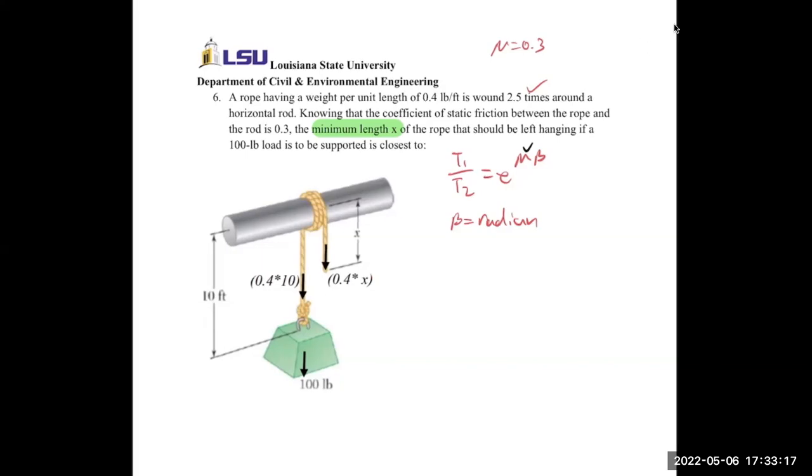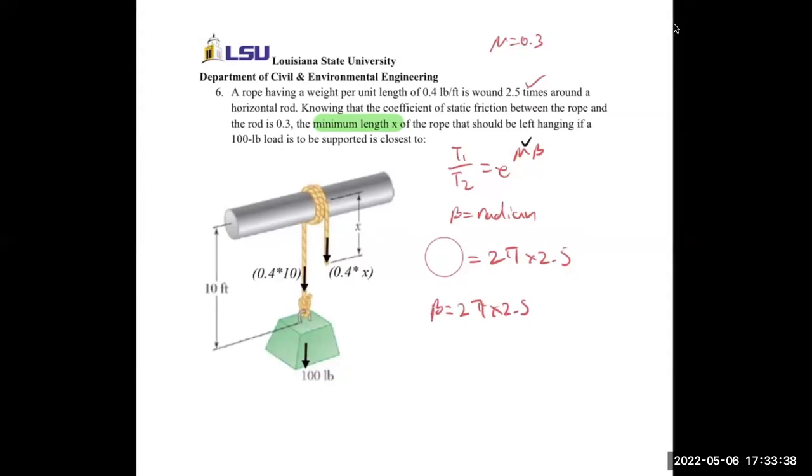Okay. If this is in radians, we know that if you wrap it one time, that's 2 pi, right? But if you wrap it 2.5 times, you have to take that 2 pi multiplied by 2.5. So beta will be equal to 2 pi multiplied by 2.5, because every time you wrap it is 2 pi. That's beta. But we don't know what T1 and T2 are.